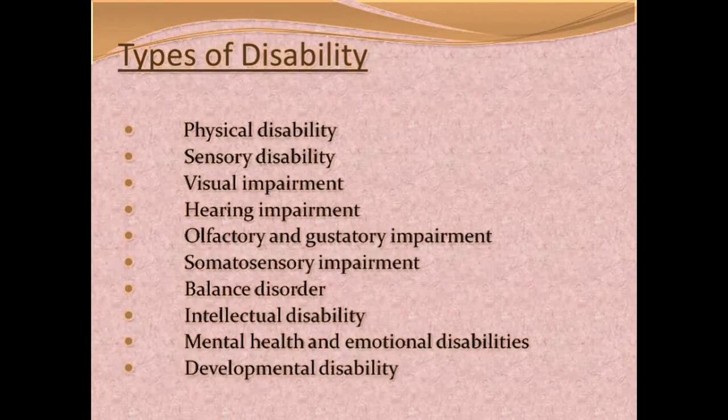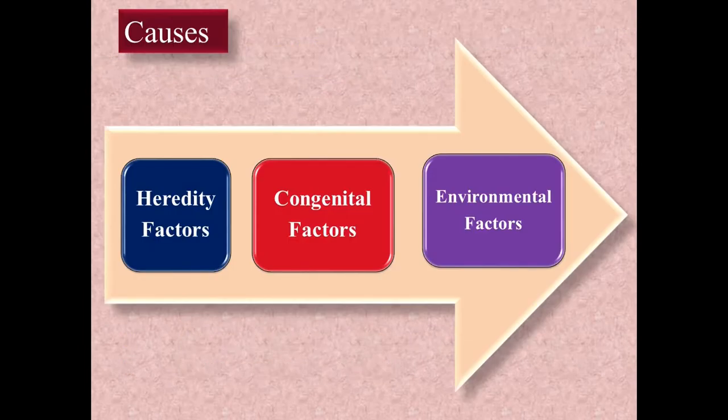Let us see the types of disabilities: physical disabilities, sensory disabilities, visual impairment, hearing impairment, olfactory and gustatory impairment, balance disorder, intellectual disability, mental health and emotional disability, developmental disability. These are some types of disability. These are the three causes of disabilities. First one is hereditary factors, second one is congenital factors, third one is environmental factors.